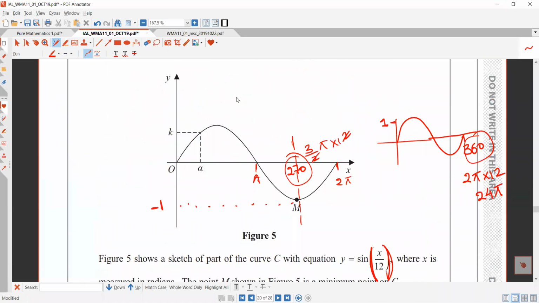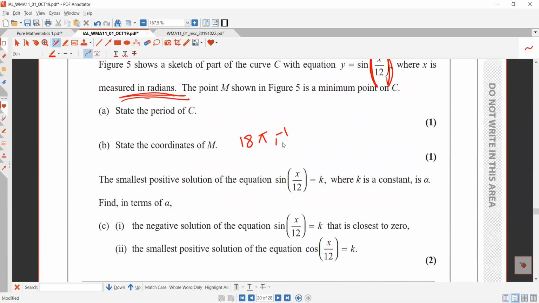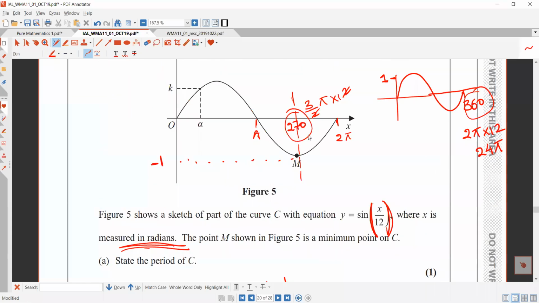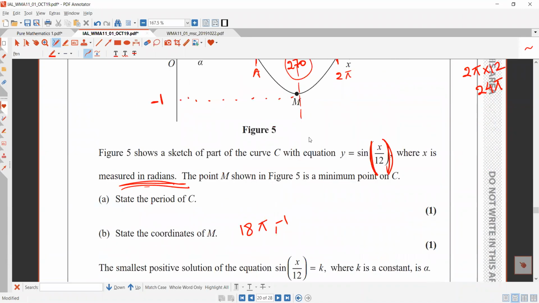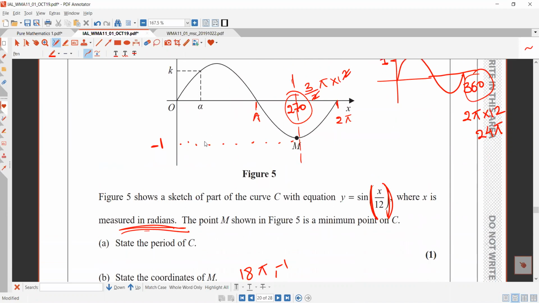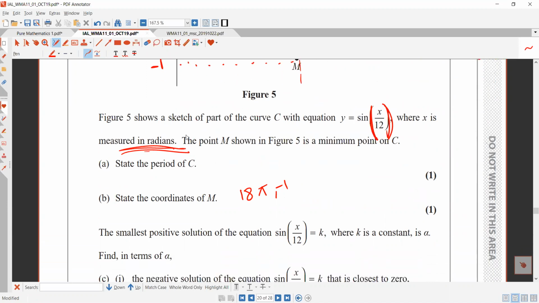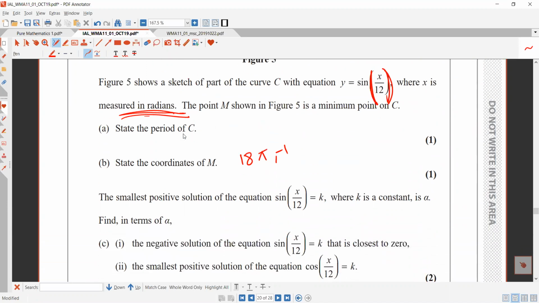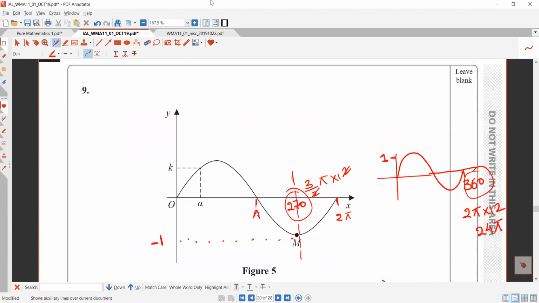I remember last time I solved it. It's a very different question. They teach you something, they ask you something else. The first two questions were good enough. Now in the next question, they actually complicated it a lot. They're trying to say the smallest positive solution of the equation sine x by 12 equals k is alpha. Alpha is my x-axis, where k is a constant. Find in terms of alpha the negative solution of the equation. Okay, let me just check it out. Give me 5 minutes.